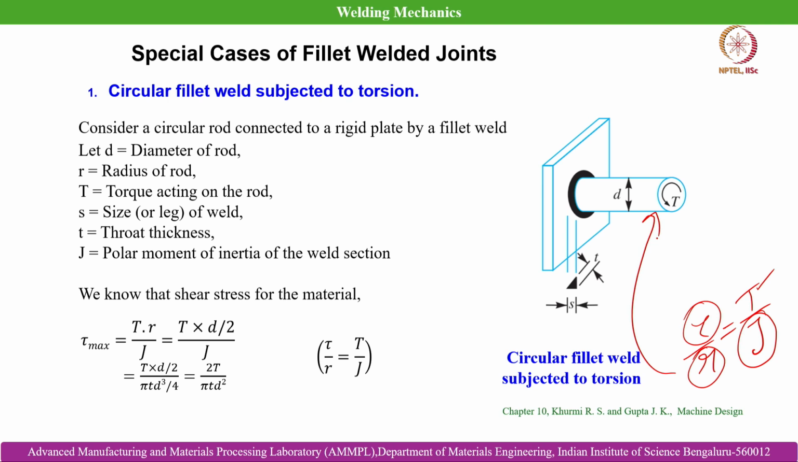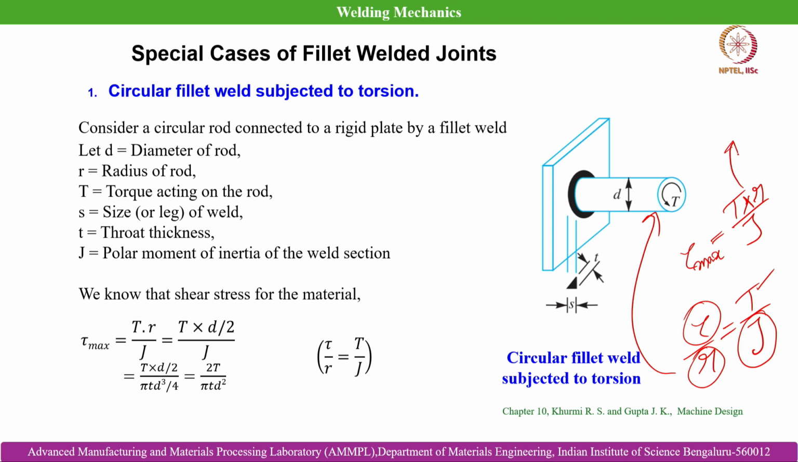From here we can determine the maximum allowable shear stress in this joint, which will be T cross r by J. And J, as we know, is the polar moment of inertia, a geometric factor that can be mentioned over here.